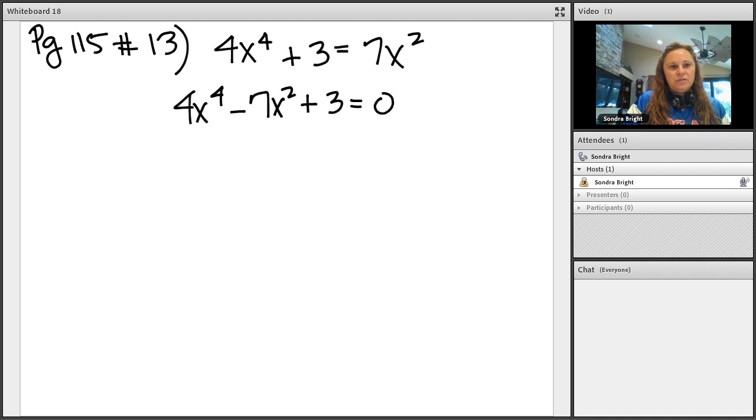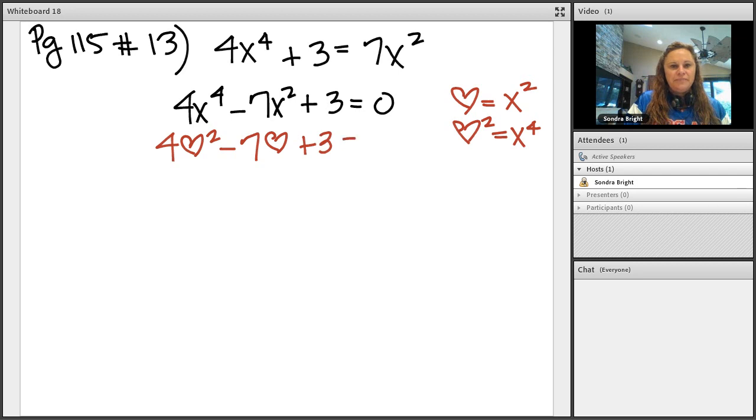I'm going to use a heart because I want it obvious that I need to make sure I go back and replace it. I'm going to say heart is equal to the middle variable, x squared, and then heart squared would be x squared squared, so x to the 4th. This ends up becoming equivalent to 4 heart squared minus 7 heart plus 3 equals 0.